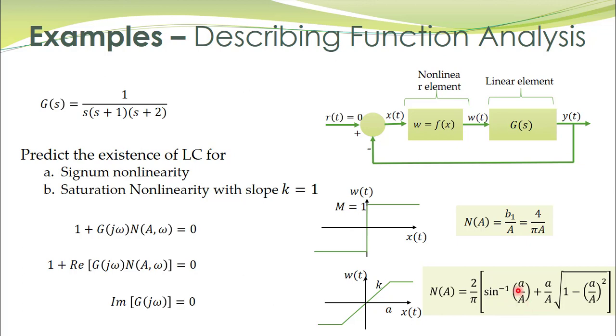What is the maximum value of this thing? 1. When capital A is equal to small a, that is equal to 1. And what is sine inverse of 1? Pi by 2. Pi by 2, and here is 2 by pi. In that case, when capital A is equal to small a, this term is equal to 0, and in that case this is equal to 1. In all other cases, it is always less than 1.